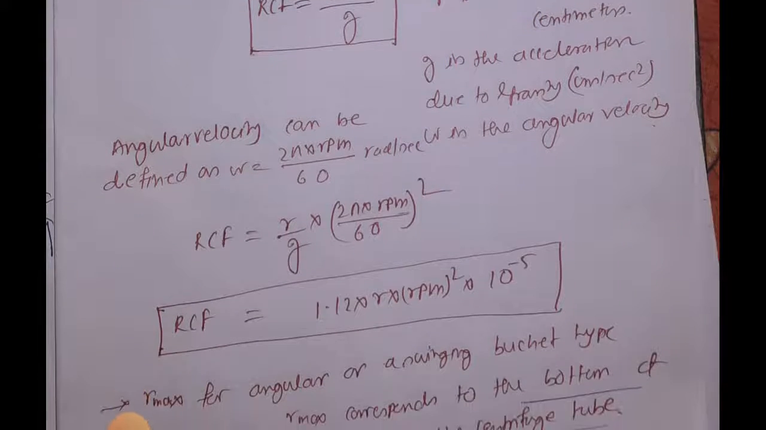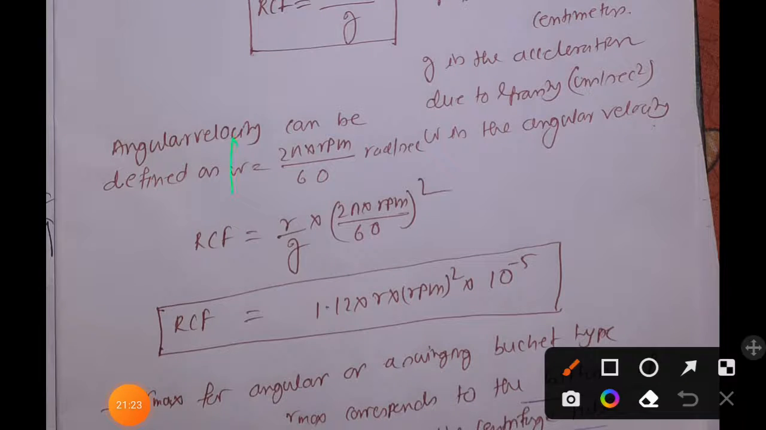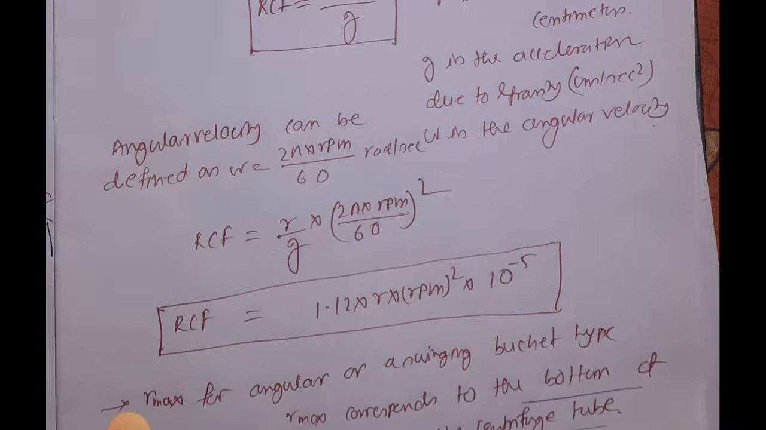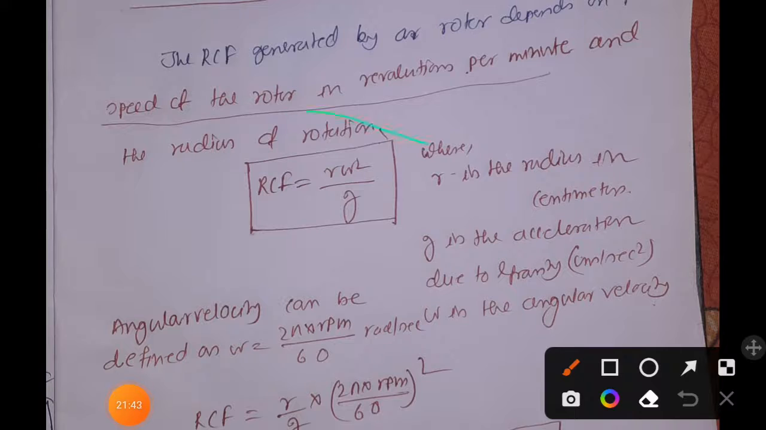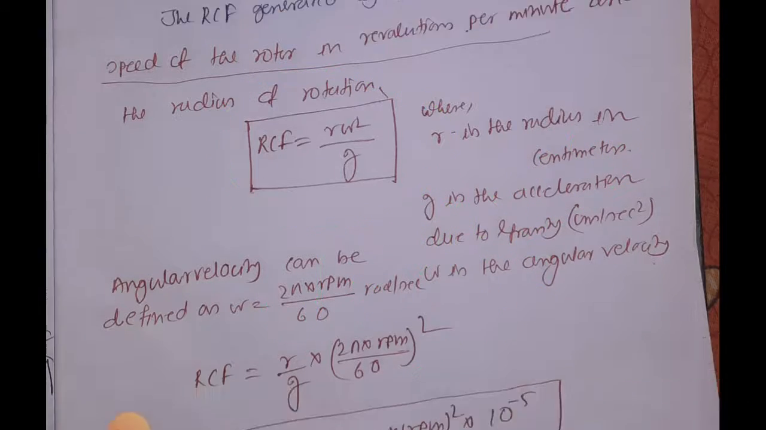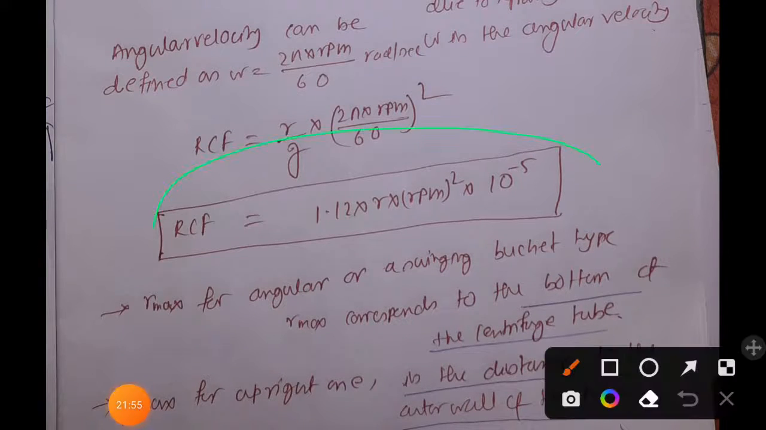Angular velocity omega can also be expressed as 2 pi rpm by 60 rad per second. If we put that value here, then we ultimately get this one. That is the formula you need to remember to find the value of RCF. But I recommend you just remember this one, so it will be easy for you to derive. Otherwise, this formula is quite tricky to remember.